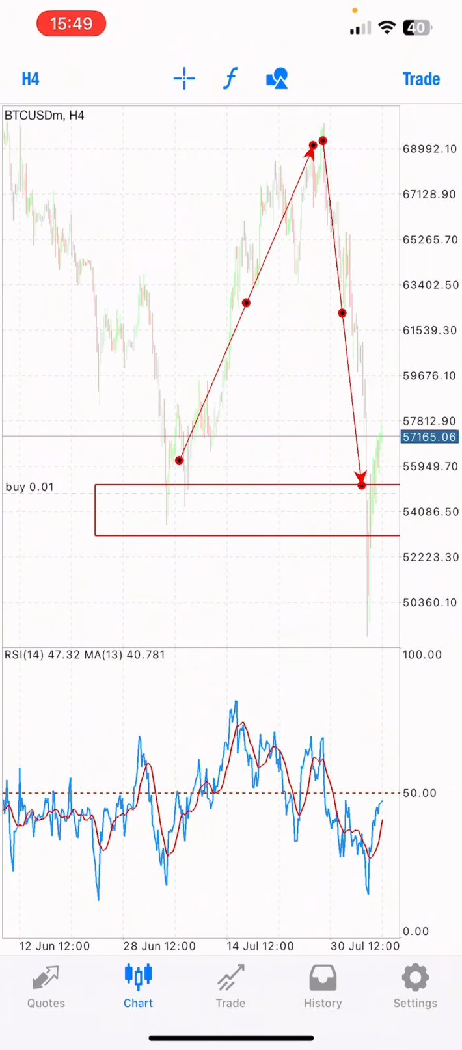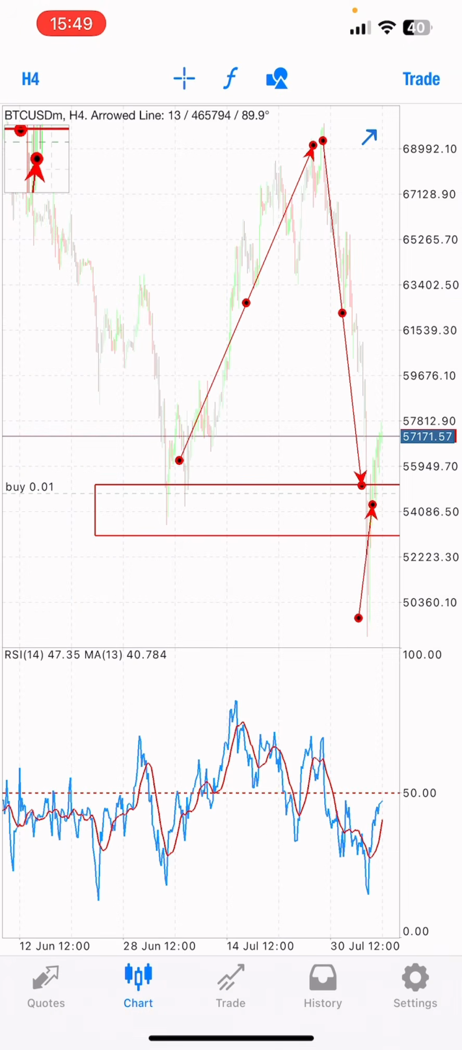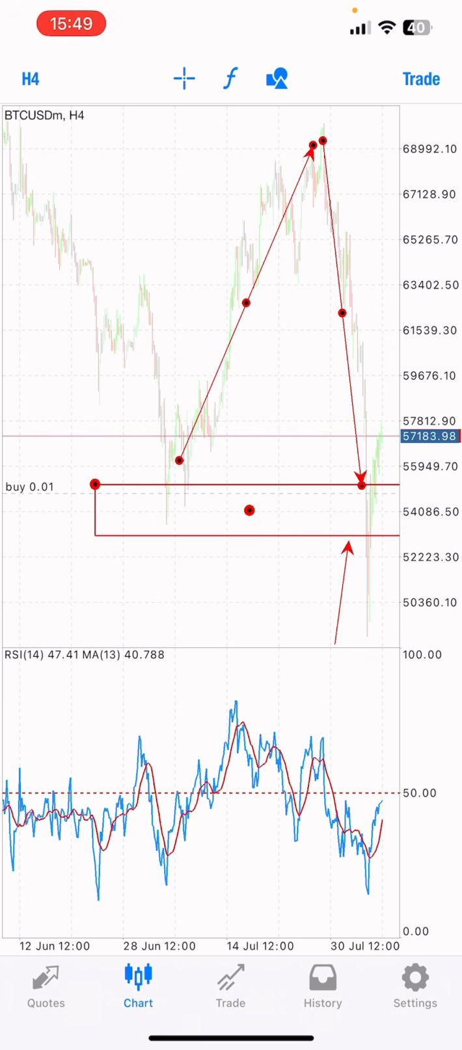Now when the support was broken, I was expecting a retest, for price to come here and reverse to the downside. However, it moved back to this support level, and this is where you notice I entered. This is my entry, this buy 0.01.